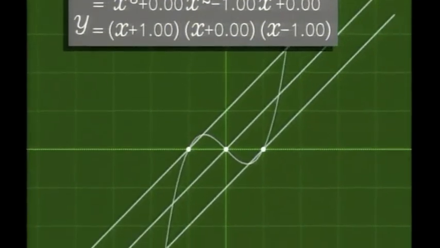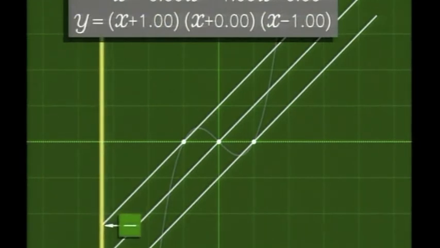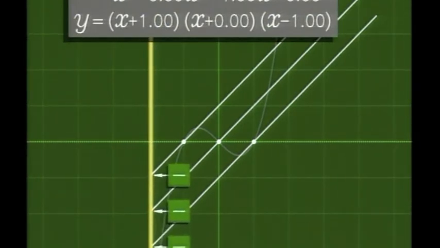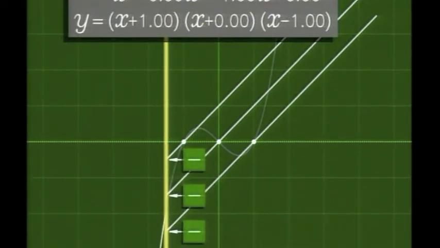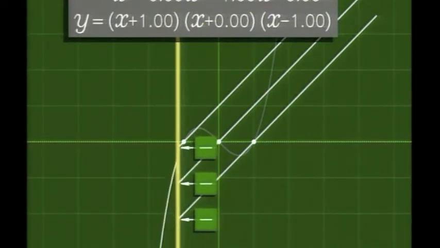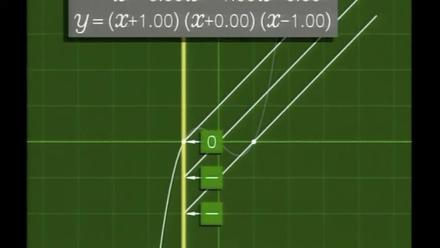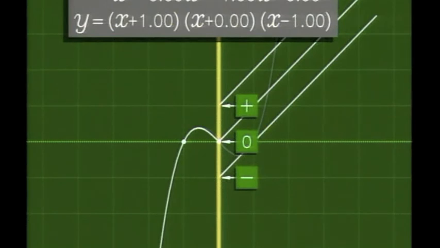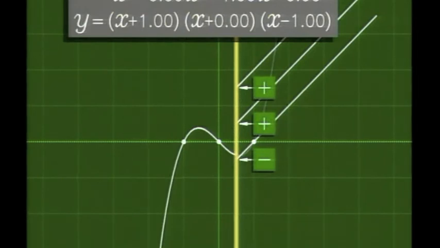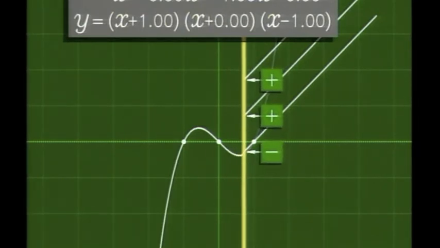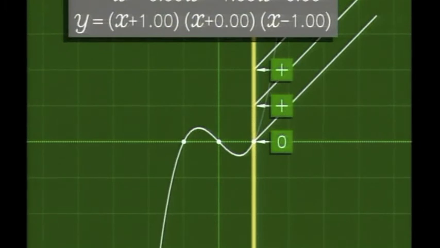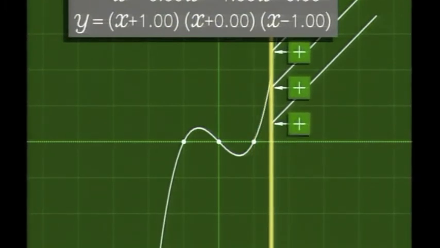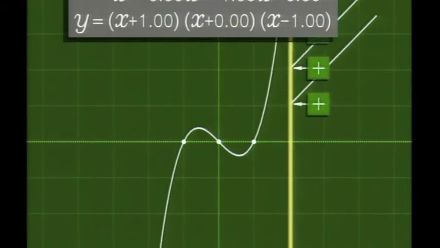To understand why, let's follow the 3 factors from left to right. In this region, all 3 factors are negative, and the cubic takes negative values. Here, one factor is 0, so the cubic crosses the axis. Here we have 1 plus and 2 minuses, so the cubic is positive. Here the second factor is 0 and the curve crosses the x-axis again. Here we have 2 pluses and 1 minus, so the cubic is negative. And here the third factor is 0 and the cubic is 0. After that, each factor is positive and the graph continues to rise forever.